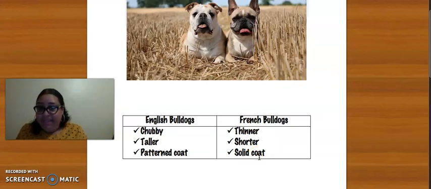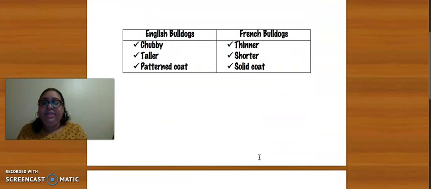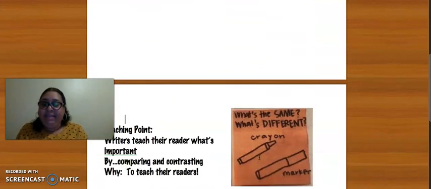Writers, I said all of this because today I want to teach you that when we are experts on our topic and we want to teach more information, we can teach by comparing and contrasting things of our topic. So today I'm going to show you how we can teach more by comparing and contrasting. Our teaching point for today is that writers teach their readers what's important by comparing and contrasting. And we do this because we want to teach our readers. So we're going to be teaching what's the same and what's different.